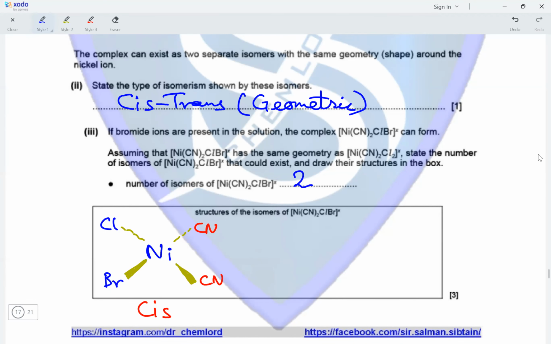Similarly, we would have another isomer in which there would be a central nickel ion, and this time the two CN groups will not be adjacent to each other. They would be positioned diagonally opposite to one another, forming the trans isomer. So a CN here and a CN here. And the remaining two positions are occupied by the halogen ions. And this is what is known as the trans isomer.